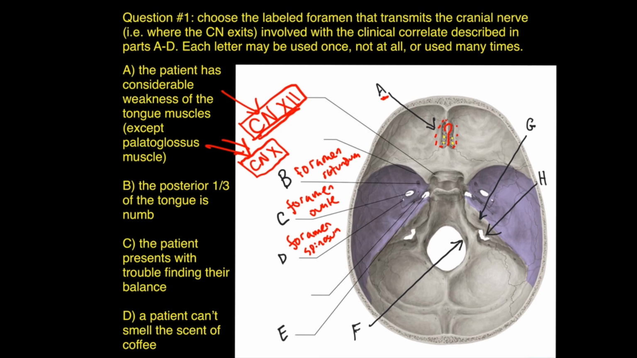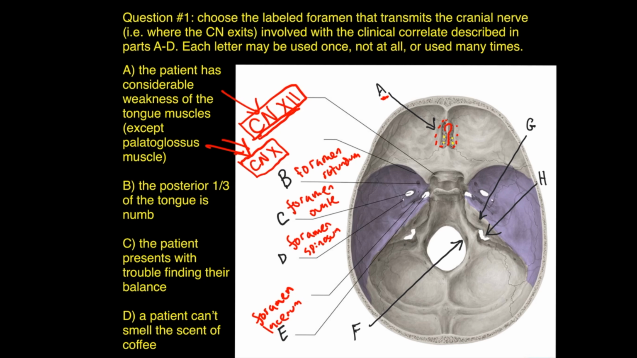And then what about letter E? Yep, that's going to be my foramen lacerum. Okay, so let's just keep moving. So I know that the hypoglossal nerve doesn't go through any of those holes, right? So it can't be any of those.